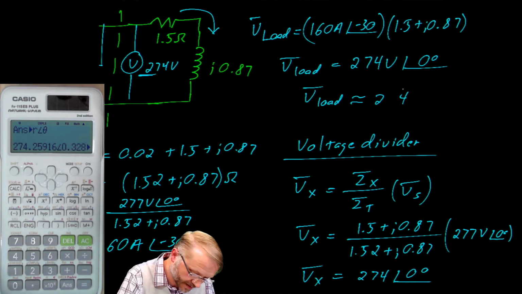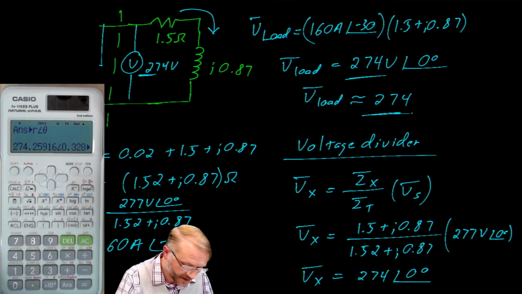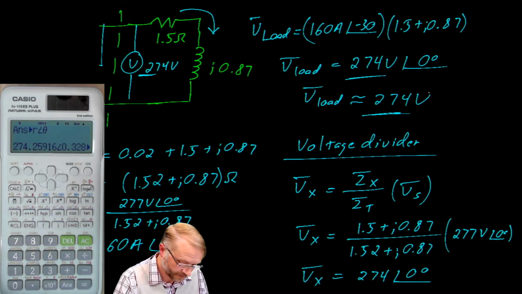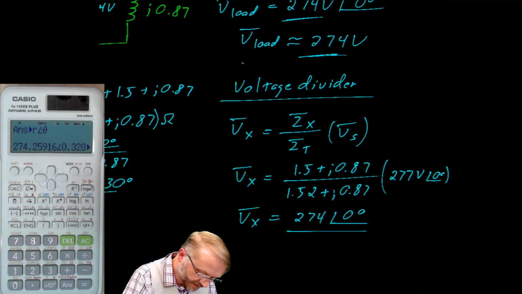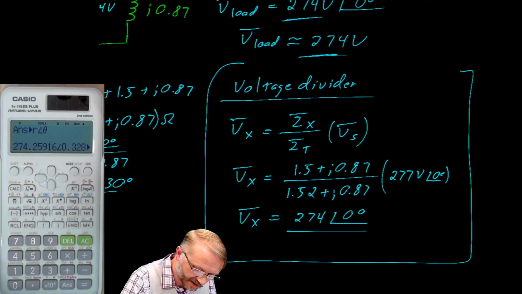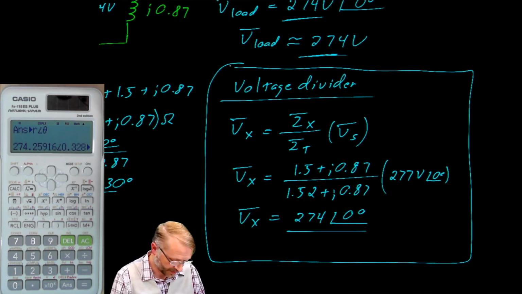Sorry about that. Looks like my pen slipped here. This should also have been 274. I think you'll agree the voltage divider is a bit easier to use. It's a single step as compared to the two-step process where you had to figure out the current and then figure out the voltage drop using Ohm's law.